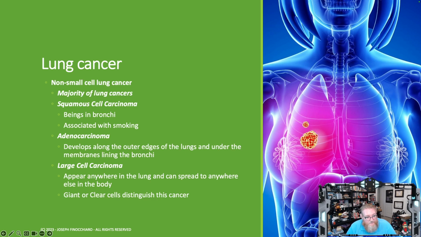And within this, you have squamous cell carcinoma, which begins in the bronchi and is associated with smoking. You have adenocarcinoma, which develops along the outer edges of the lungs and under the membranes lining the bronchi. And large cell carcinoma, which appears in the lung and can spread to anywhere else in the body. Giant or clear cells distinguish this cancer, hence its name, large cell carcinoma.